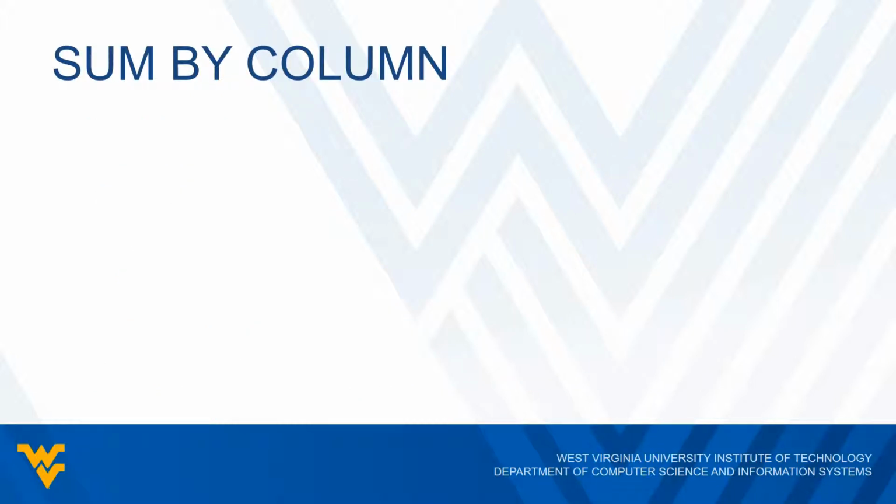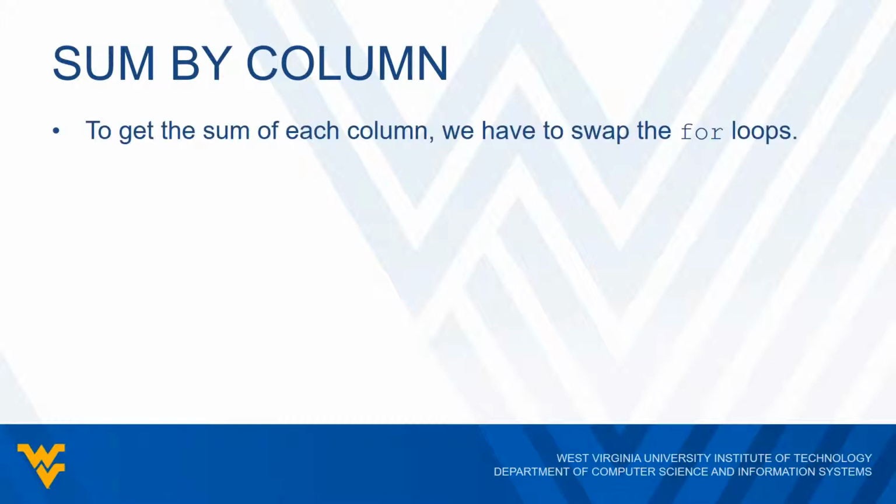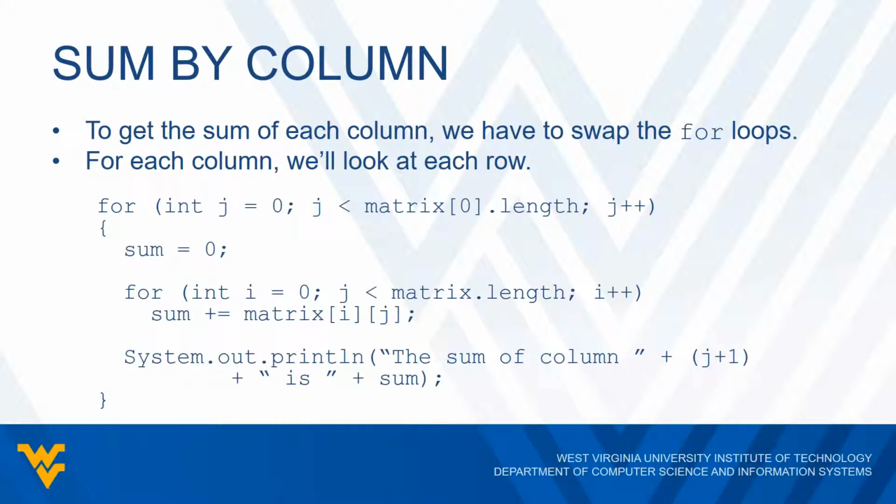So if we want to get the sum of each column, well, the format is going to be very similar to getting the sum by row, except now we have to swap the for loops. So beforehand, we would say for each row, we'll take a look at each column. Now we're going to say for each column, we're going to look at each row. So here's our code. And initially, you take a look at this and you'll see it looks very similar, almost identical to our previous nested for loop.